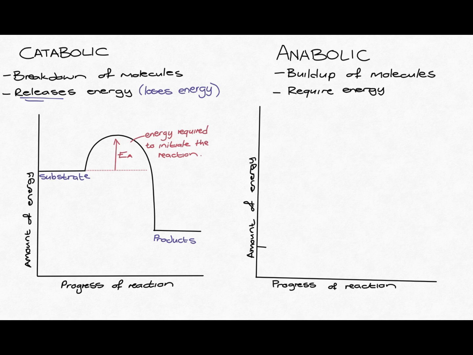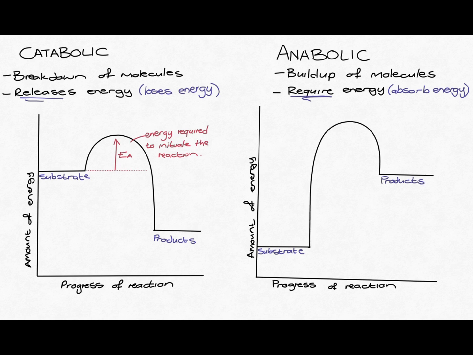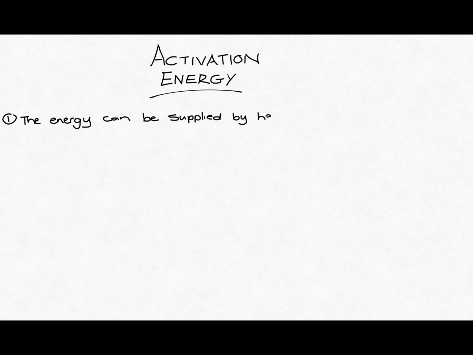Now the substrate energy in this example will be less and the product's energy will be more. This is because it needs to gain energy for the reaction to occur. Instead of just increasing directly to the product's amount of energy, the reaction will require even more energy than the product and then decrease slightly up to the energy level of the products. Now, the energy required by the reaction to occur, or the activation energy, can be supplied by heat.